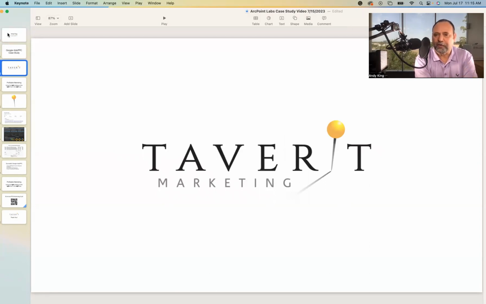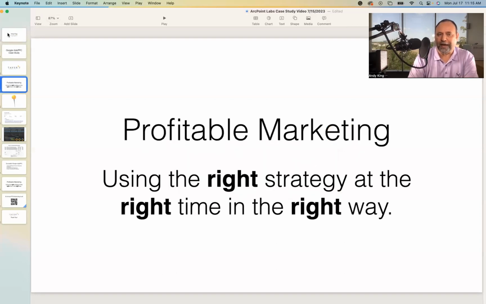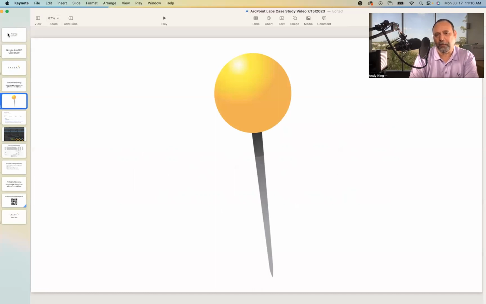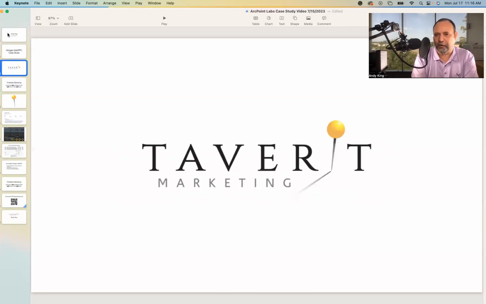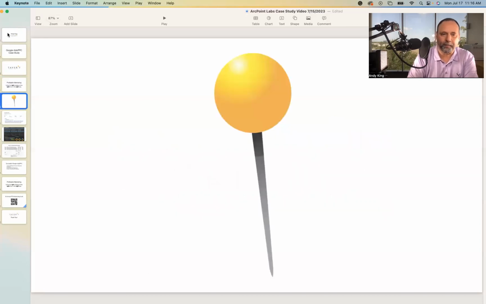We are a full-service strategic marketing and advertising agency. In fact, one of the things that we stress more than anything else is profitable marketing takes place when you use the right strategy at the right time and in the right way. All three of those things have to exist. It's like a three-legged stool. In fact, we feel that we actually pinpoint the exact strategies that help businesses be successful. It's actually in the name. Taverit in Latin means pinpoint, and that's exactly our goal in helping businesses.